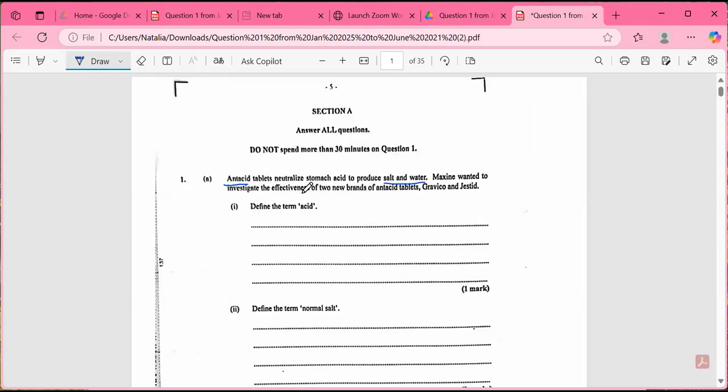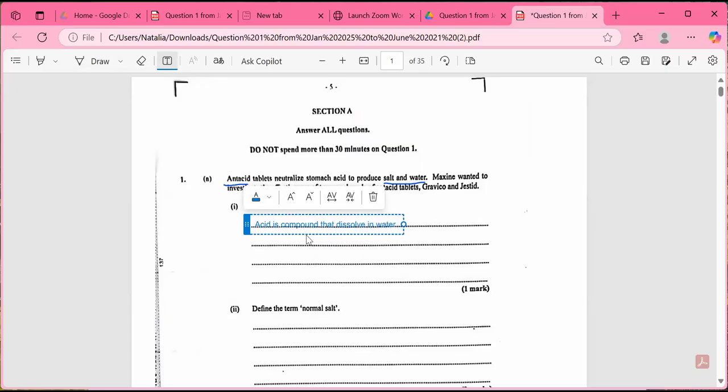Maxine wants to investigate the effectiveness of 2 brands of antacid tablet, Gravitio and Justid. Define the term acid. So an acid is a compound that dissolves in water to produce H plus ions as the only positive ions.